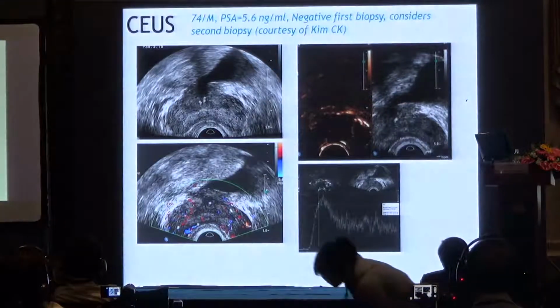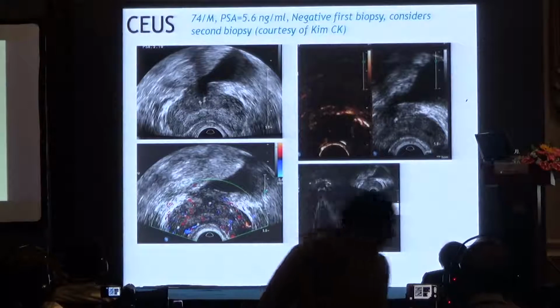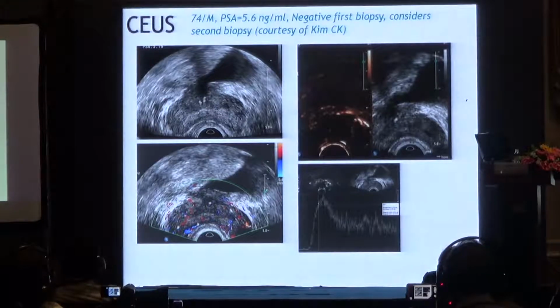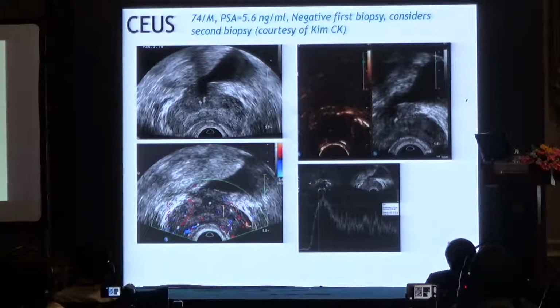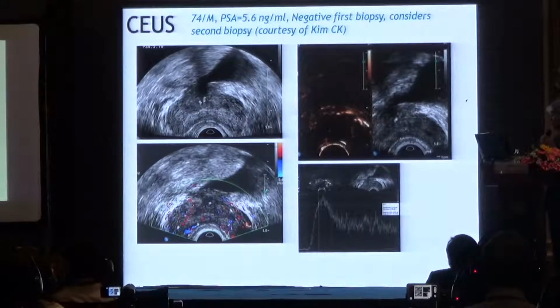Now we have the second generation contrast agent, and we can have more sensitivity with contrast enhanced ultrasound. This is an older patient, PSA 5.6, slightly high, with suspected prostate cancer. A biopsy was done but was negative at first biopsy, and now they're considering a second biopsy. So before the second biopsy, we did contrast enhanced ultrasound. This is grayscale, this is color Doppler. Non-definite, we cannot identify a localized region with color Doppler ultrasound. Can you start this video, please?